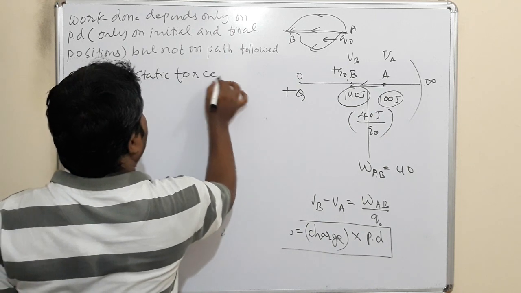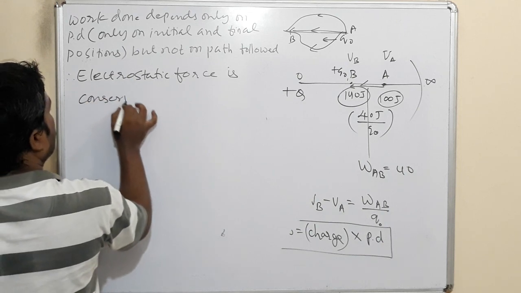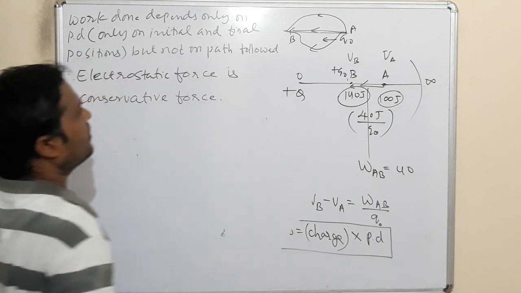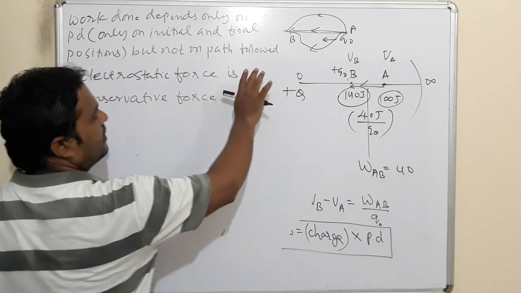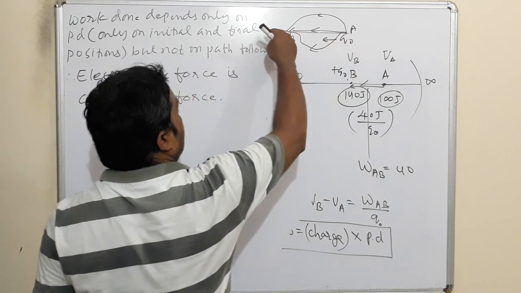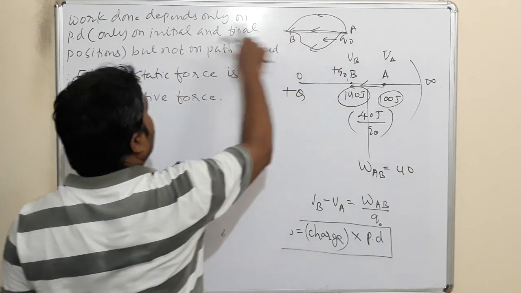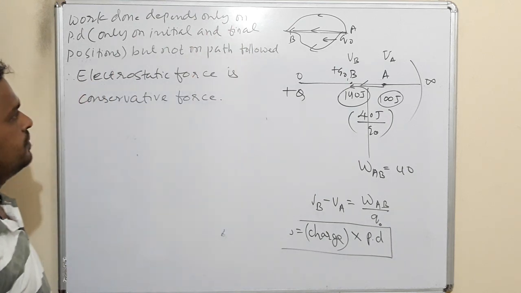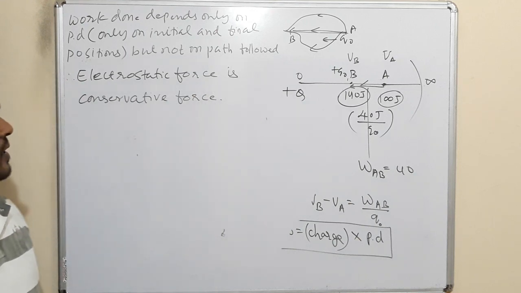This indicates to me that electrostatic force is always a conservative force. Okay? Make a note of this point. It will be helpful to us. The work done against electrostatic force depends only on the potential difference between these 2 points. That means it depends only on initial and final position, but not on the path followed. If work done is not depending on the path followed, such forces are called conservative forces. Okay? Make a note of these points.